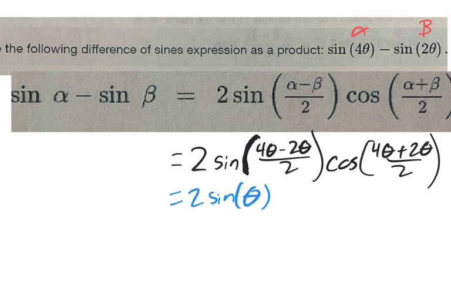40 and 20. It's not 40 and 20. It's 4 theta and 2 theta. Or 4 pi and 2 pi if you're me. You just make up a Greek letter and go with it. 4 alpha.